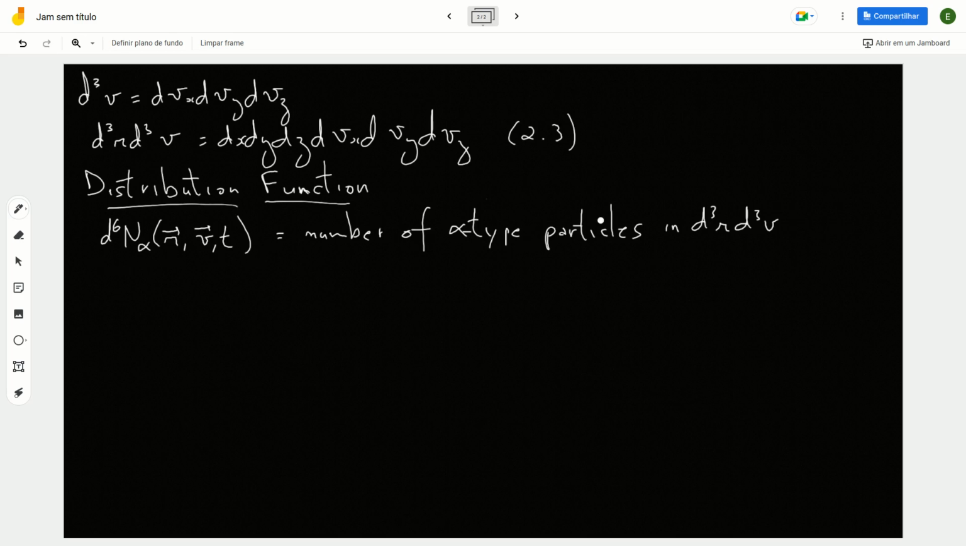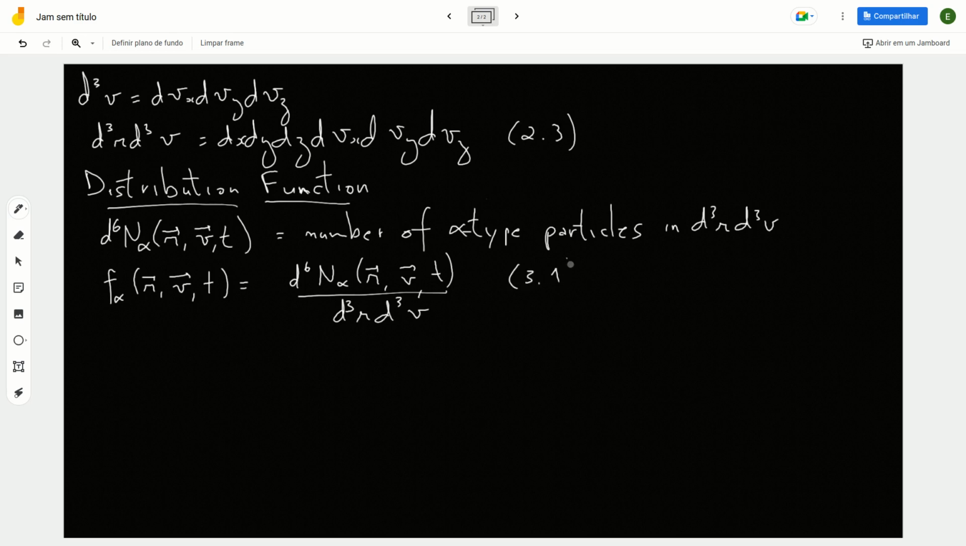So this is one of the variables that we'll use a lot in this chapter. The other one is the distribution itself, f alpha. Also a function of position, velocity, and time. And this is just d6N_alpha(r,v,t) over the volume. Don't get messed up with the numbers. Sometimes I follow the book's numbering system, so this is, in the book, 3.1.